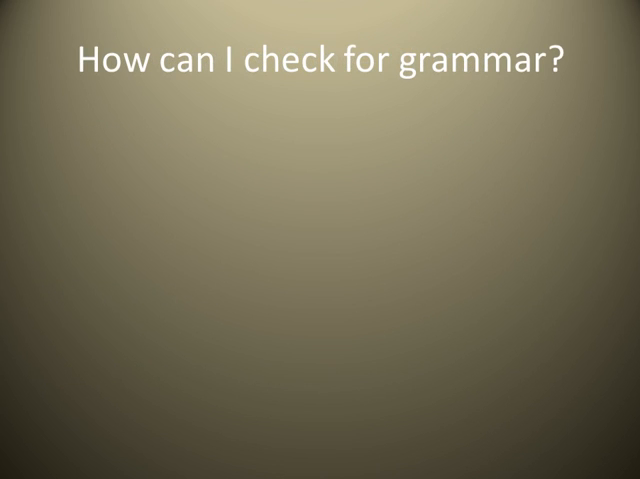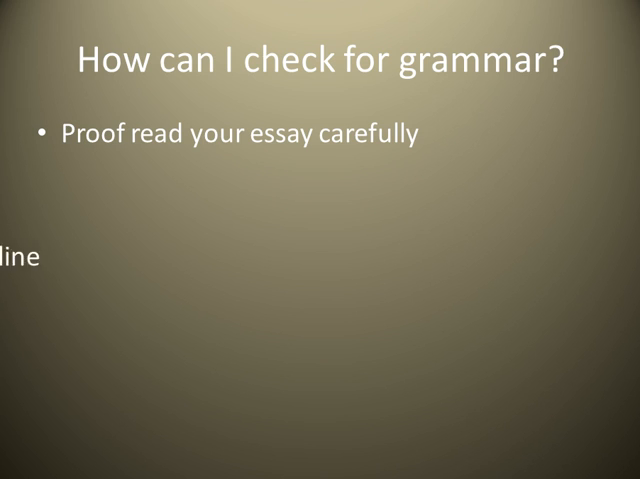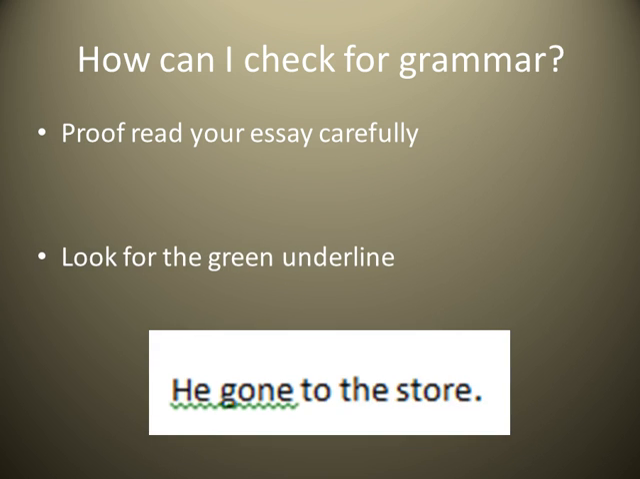First off, let's talk about grammar. How can I check for grammar? First off, you need to proofread your essay carefully. Make sure as you're reading through it, it makes sense, and the language that is there is not conversational language. And you want to look for the green underline.